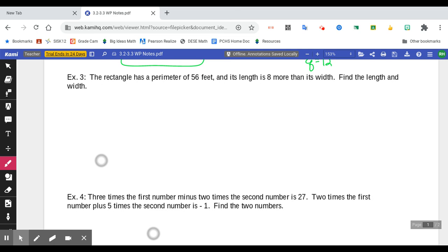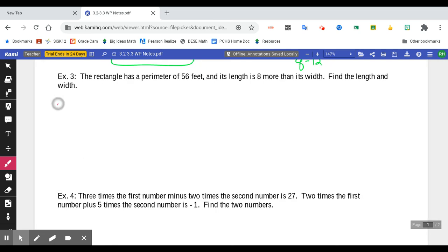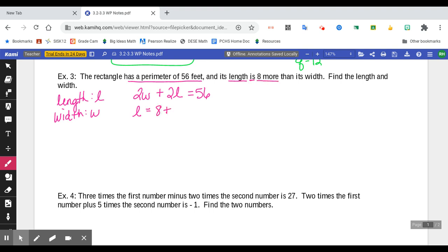So again, that last sentence kind of tells you exactly what the whole thing is about, which is length and width. Okay, so I'm going to call my length L and my width W. The rectangle has a perimeter of 56, so it equals 56, and we get perimeter by taking twice the width plus twice the length. Okay? Then the length equals 8 more, so 8 plus the width, so 8 plus W.